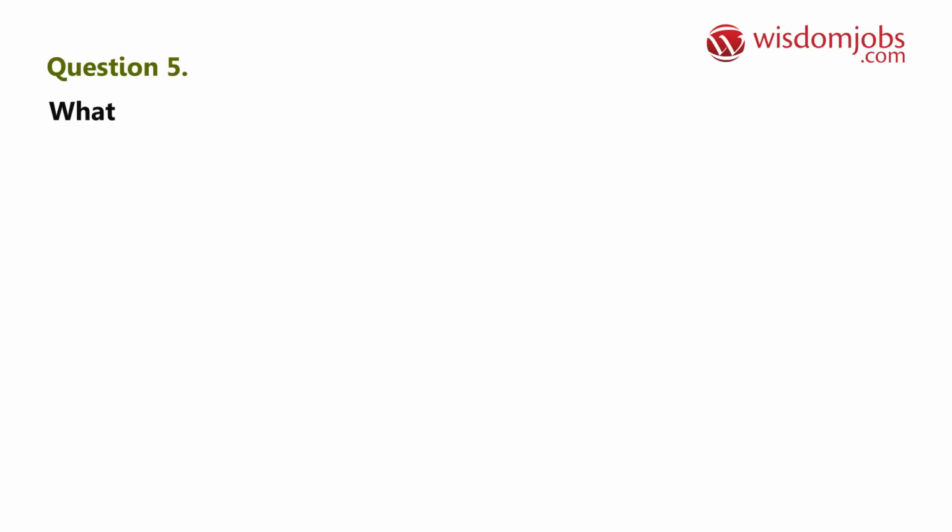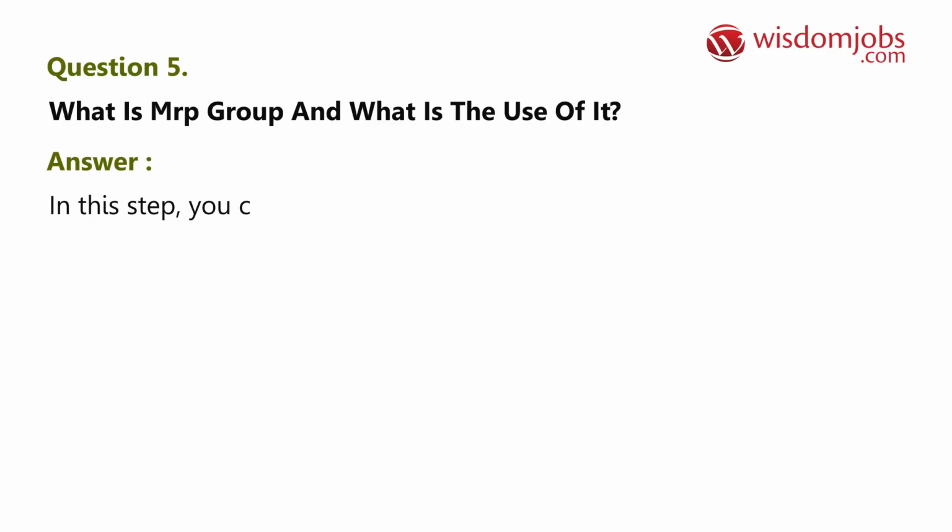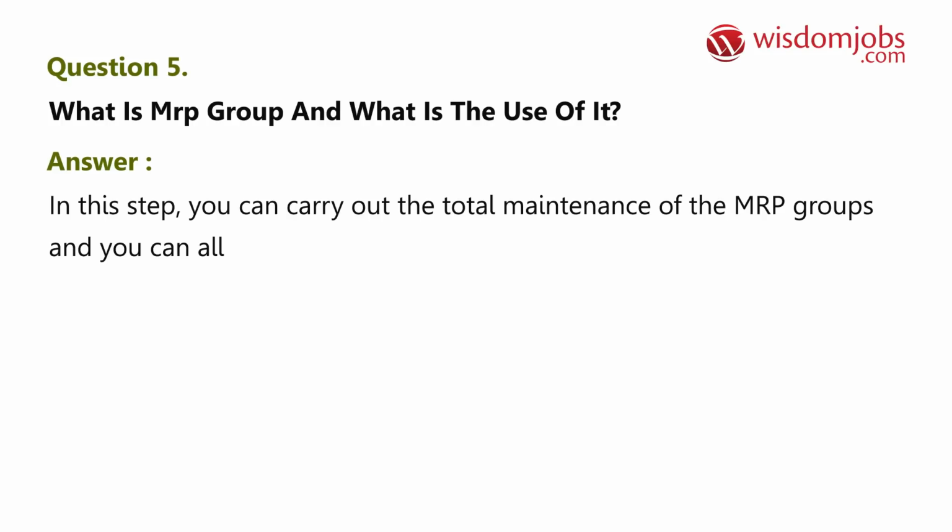You must enter the mail name of this person in the field entitled recipient name. Question 5. What is MRP group and what is the use of it? Answer. MRP groups. In this step, you can carry out the total maintenance of the MRP groups and you can allocate a material type to an MRP group.